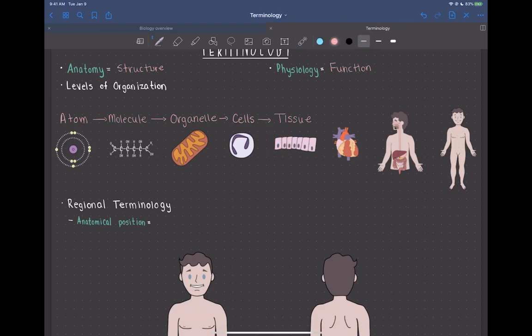Then if you have multiple types of tissues working together, that forms an organ. I'm sure you guys could name a lot of different types of organs. Obviously here we have the heart. You could name the liver, the stomach, the kidney, the large intestine, the small intestine, the brain. You could go on and on with different organs that I'm sure you know. Then if we have multiple different organs working together, like let's say the stomach working with the esophagus, the liver, and the small intestine, that would form an organ system.